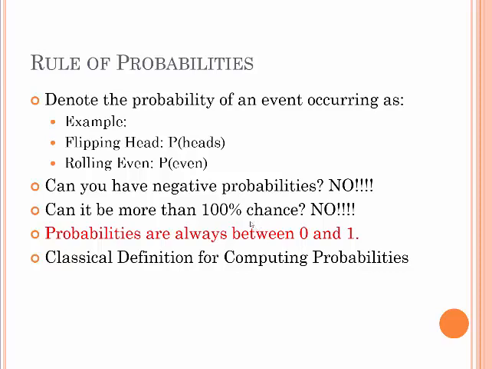So we're always going to show probabilities as decimals between 0 and 1, inclusive. If something has a probability of 1, that means it happens 100% of the time. If the probability is 0, it means it happens 0% of the time, or never happens. What I'm going to show you now is what's called the classical definition for computing probabilities.